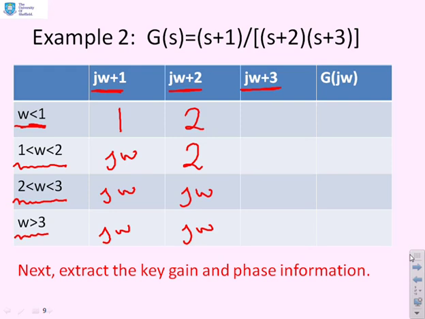If omega is less than 1, we put 3. If omega is less than 2, we put 3. If omega is less than 3, we put 3. If omega is greater than 3, we put j omega.